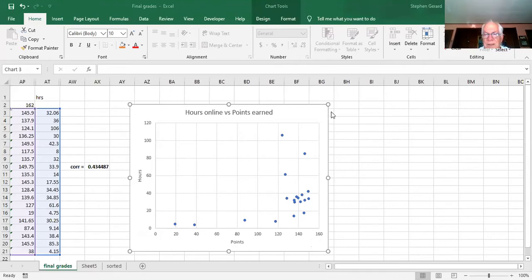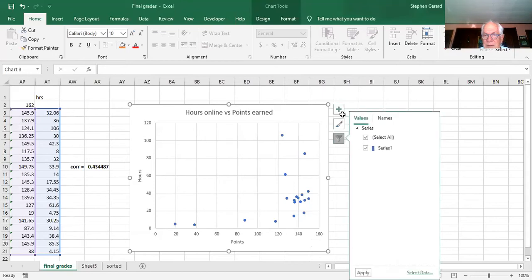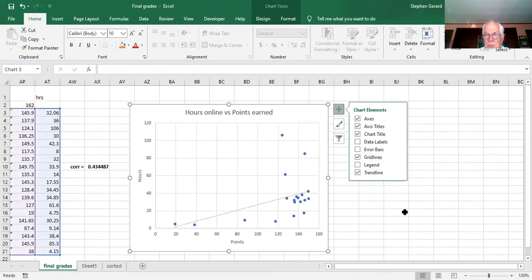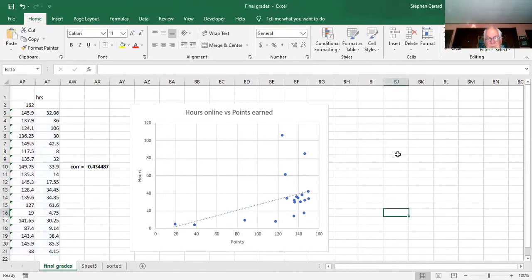There's a thing called a trend line. Now, the more formal name for a trend line is a least squares line.